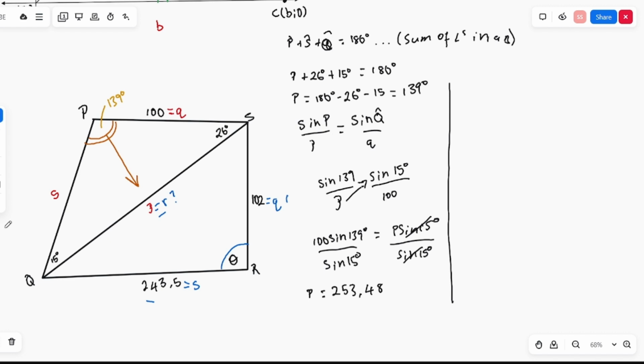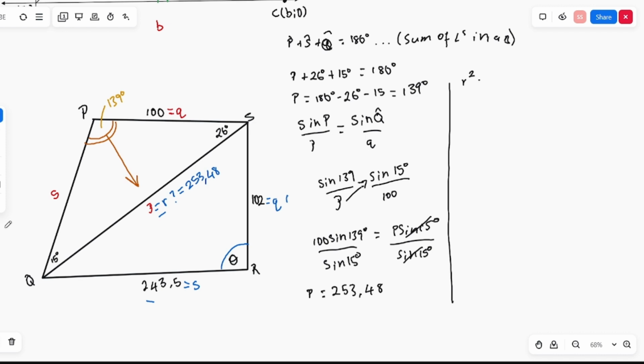And then once we have found this side, we are going to come here and say you know that this side is also equal to 253.48, right? And then you are going to use the cosine rule, where you ask what is the opposite side. Since we are looking for this angle, what is the opposite side to this angle? It is going to be our small letter r, isn't it?